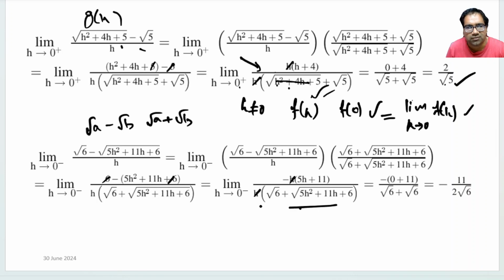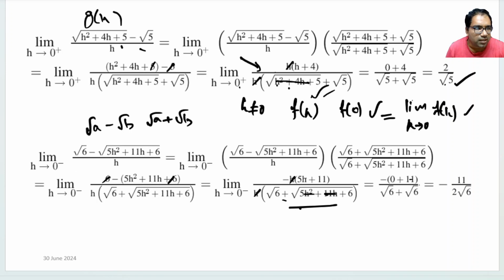This function is defined at h equal to 0 also. So let us substitute. Then the 5h term becomes 0, only 11 will be left. So the numerator is minus 11, and in the denominator this will be 0 and this will be 0, leaving 2 root 6. So this becomes minus 11 by 2 root 6.